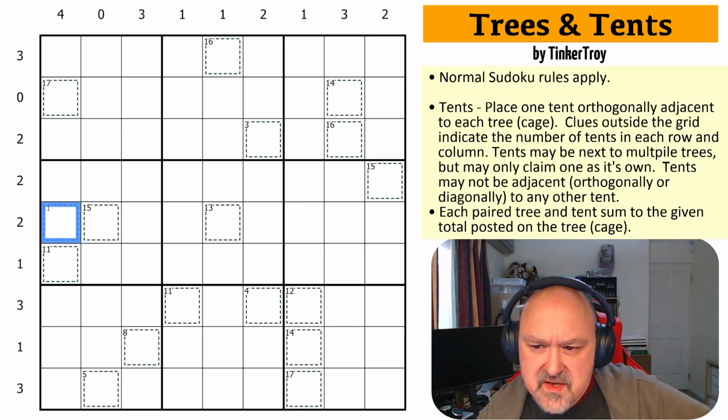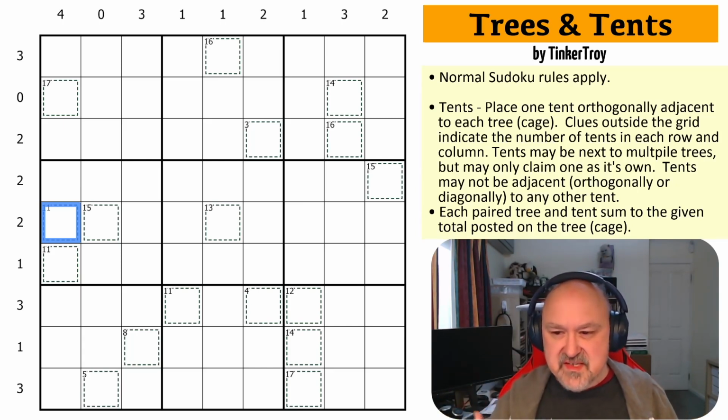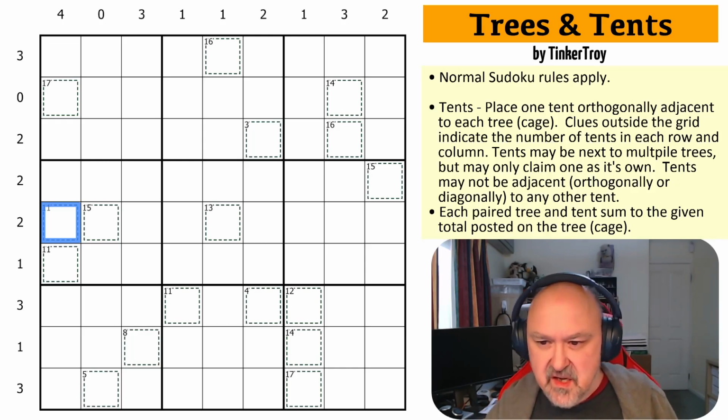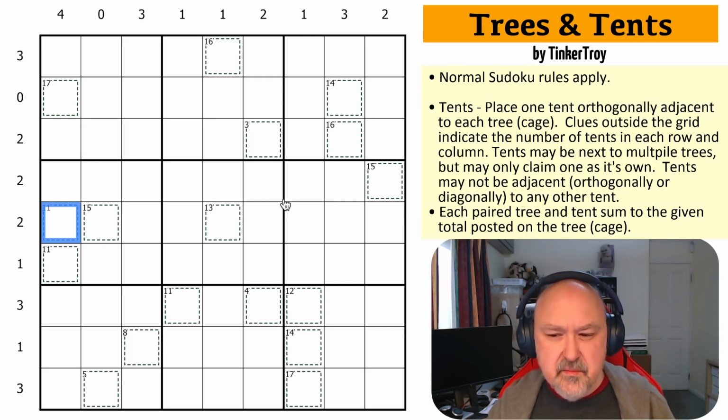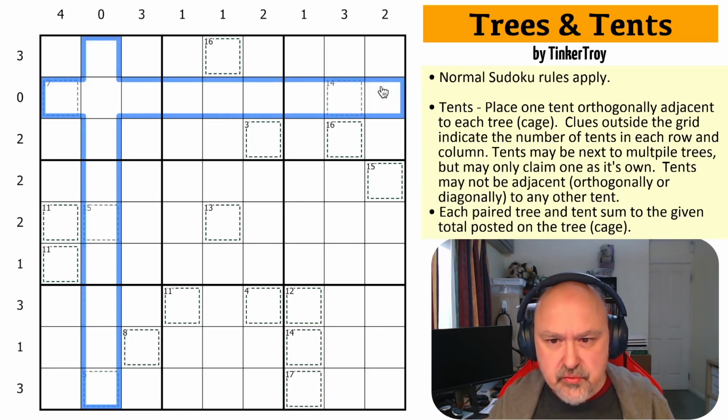Place tents, one tent orthogonally, and this is where I stated before, when people get puzzles tested, they really need to get their rules tested. Place one tent orthogonally adjacent to each tree. Clues outside the grid indicate the number of tents in each row and column. Tents may be next to multiple trees, but may only claim one as its own. Tents may not be adjacent orthogonally or diagonally to any other tent. I'm going to say they can't. Okay, I'm not going to say they can't be in trees because the rules don't state that.